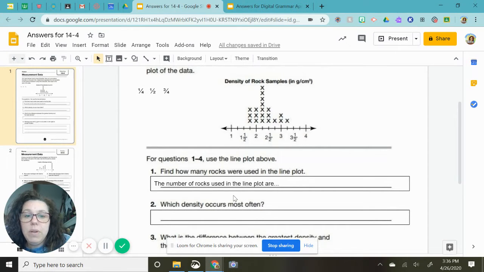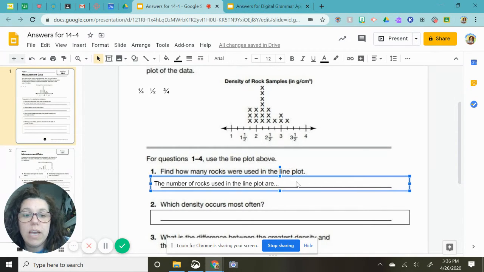It says, find how many rocks were used in the line plot. When we're counting how many rocks are in the entire plot, all we have to do is count the X's. So I see 6, 7, 8, 9, 10, 11, 12, 13, 14, 15, 16, 17, 18, 19, 20. There are 20 X's. So how many rocks is that? The number of rocks used in the line plot is 20 rocks.